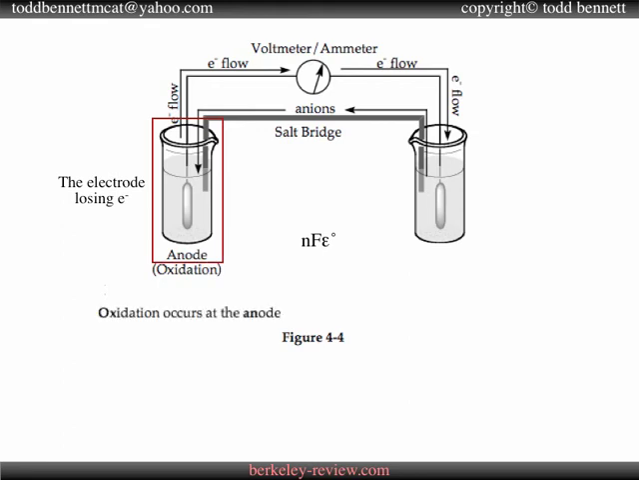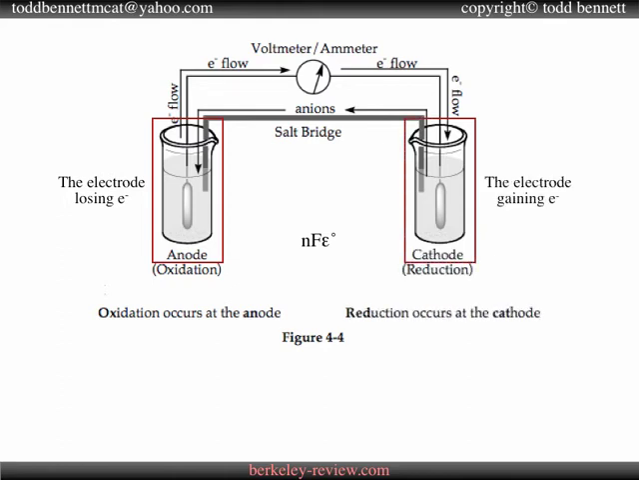So oxidation occurs at the anode, so we're losing electrons from there. On the other side, electrons are flowing to the right electrode. Red cat, reduction occurs at the cathode. GER, gaining electrons is reduction. So again, the cathode is picking up electrons. So electrons are flowing from anode to cathode.